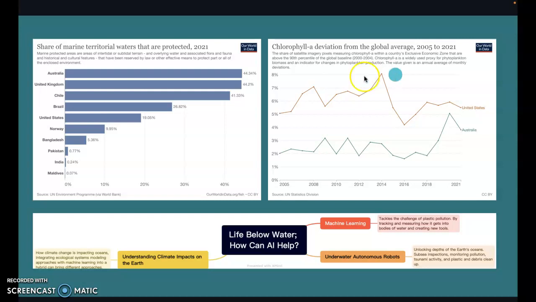The share of marine territorial waters that are protected in 2021: Australia is one of the higher ones up there. It has 44.34%. The US only has 19.05. Chlorophyll-a deviation from the global average: the US is still higher in that. Australia is a little bit lower, did get high in 2019 or 2020, but it's decreasing at a faster rate than the US is.